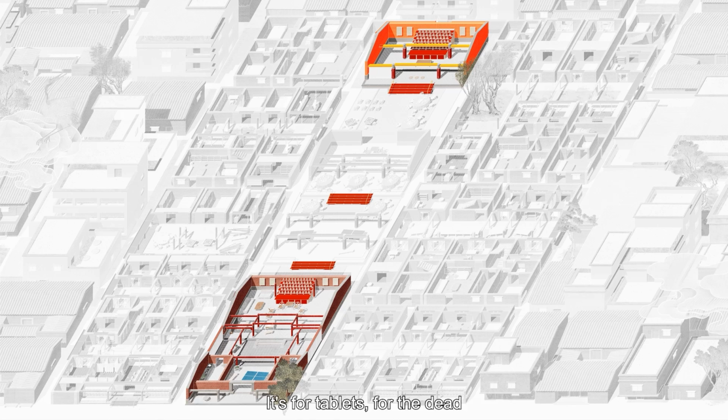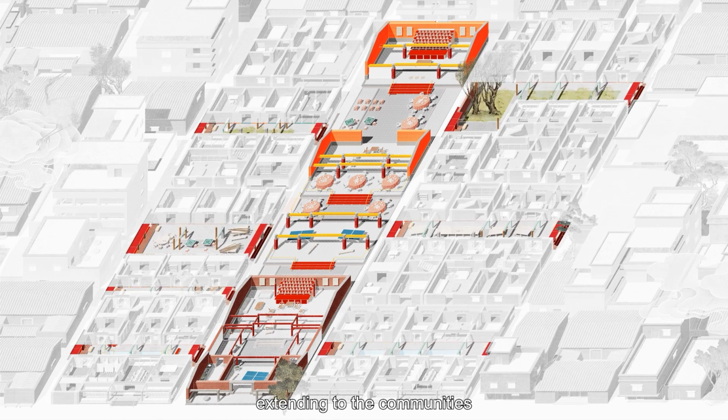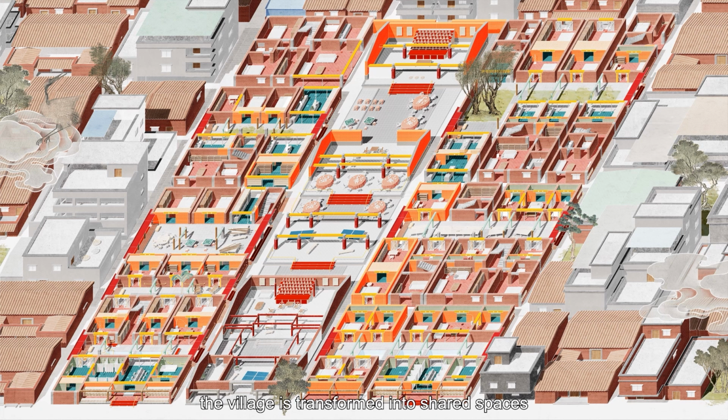The project begins with the tablet altar shelf combined with the staircase to enhance the spatial order. It's for the tablet, for the dead, and also for the living, for daily life and entertainment. The patios ensure flexibility that can extend to the communities. In the end, the village is transformed into a shell space with communal ownership.